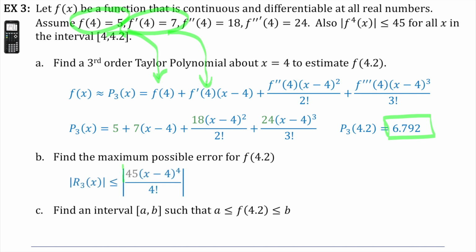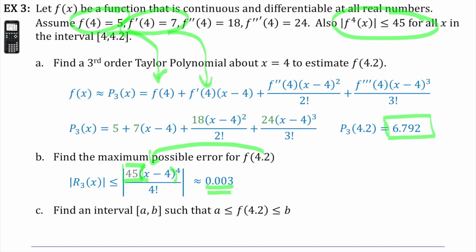Now, they already told us that the value of the fourth derivative is always going to be less than or equal to 45. So that's our max. And then we just go with x minus 4 to the fourth over 4 factorial, plug in 4.2 to that, and we have a possible error, a maximum error of 0.003.